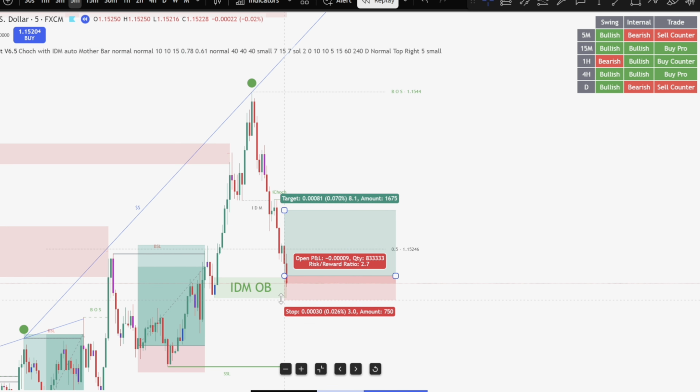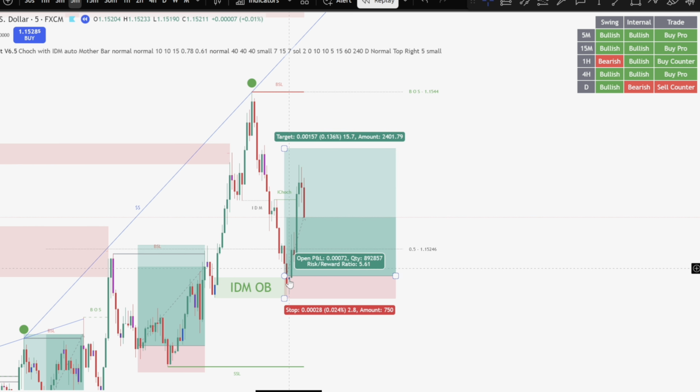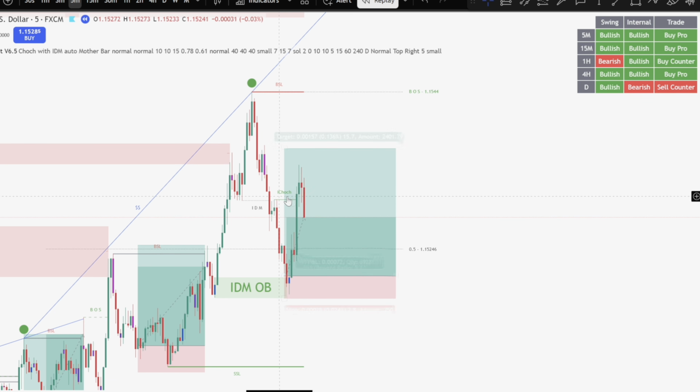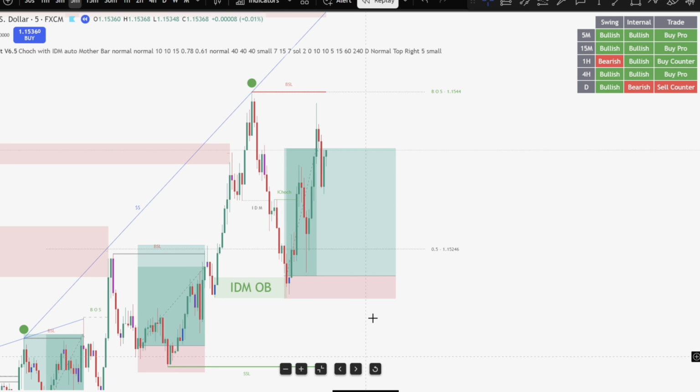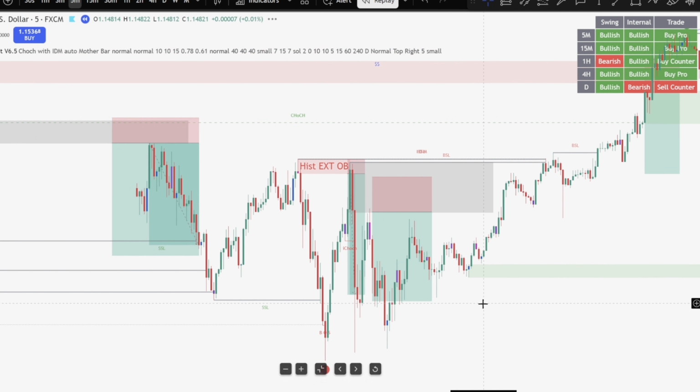Now, our next entry will be from this zone. Since the market closed above CHoCH and formed a SCOOB, buying becomes a high probability setup. And the market perfectly smashed our target. That's how we can easily catch all these powerful moves and trade like a professional trader.